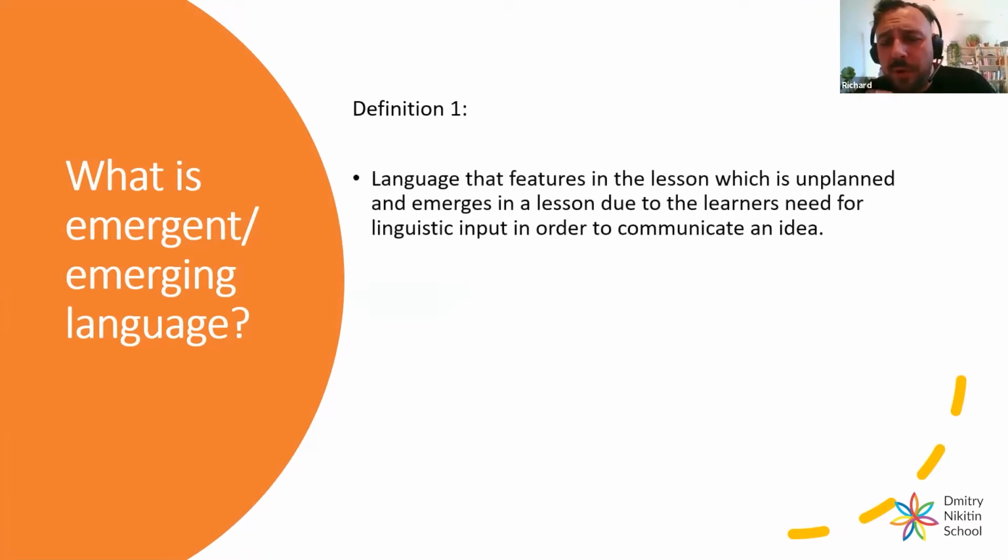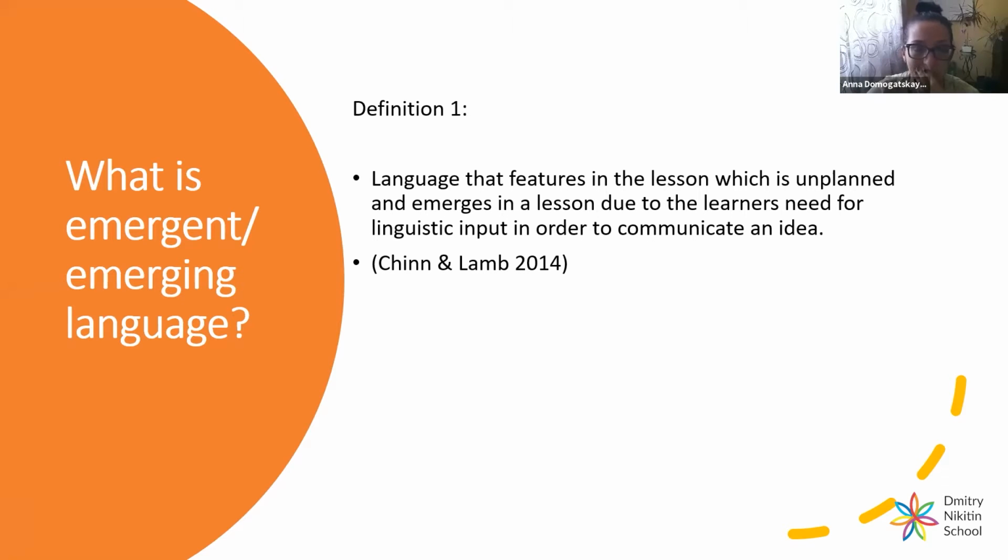So definition one is one that myself and my colleague Melissa Lamb came up with when we were working with some teachers back in 2014, and we blogged about it. And our definition is emergent language is language that features in the lesson, which is unplanned, and it emerges in a lesson due to the learner's need for linguistic input in order to communicate an idea. Okay, so we chose this verb need. When the learners need to know something, then the teacher supplies it. But I think it can be looked at a bit more generally, as we'll look at in a minute. But that's how we saw it in 2014.